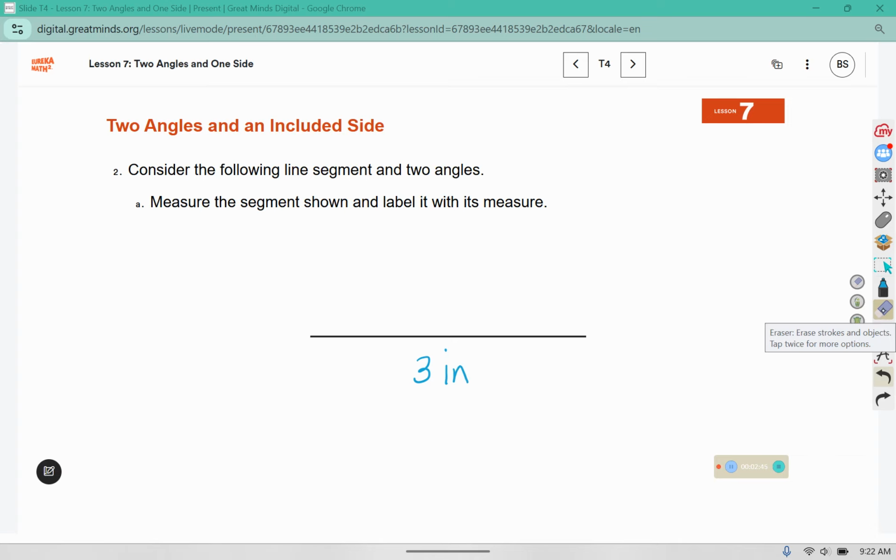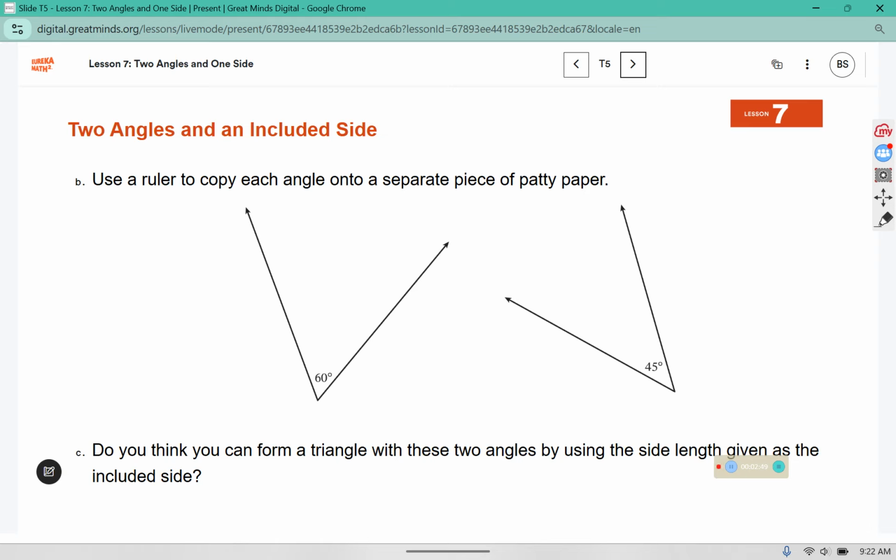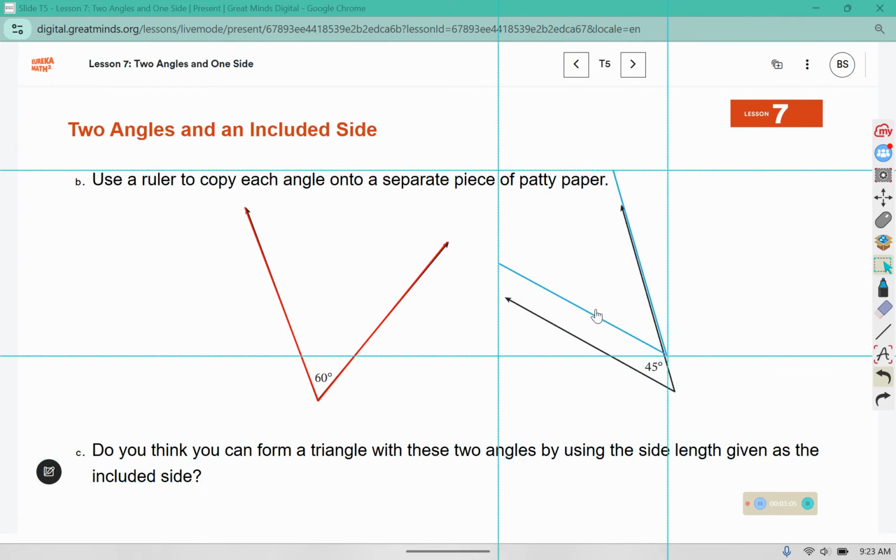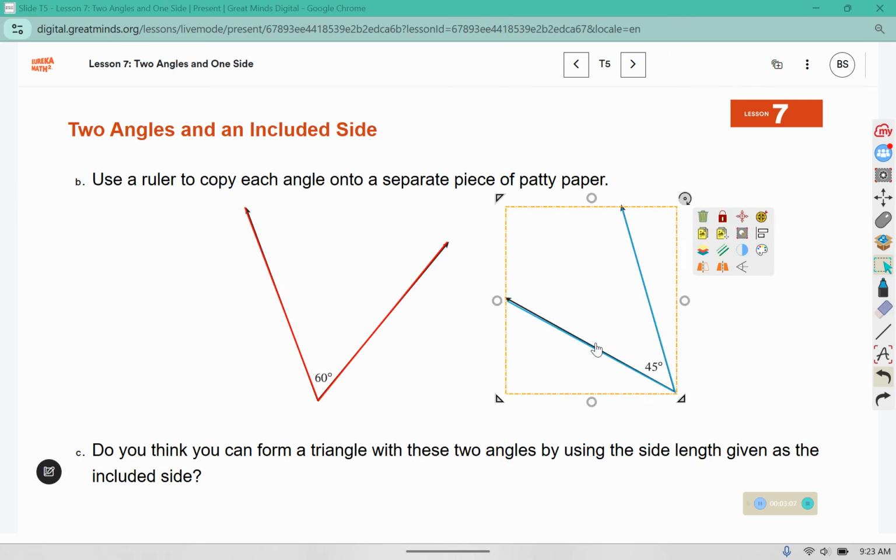Then B says, use a ruler to copy each angle onto a separate piece of patty paper. So basically you're tracing these 2 onto tracing paper. And that way we can move them around on our tracing paper. Do you think you can form a triangle with these 2 angles by using the side length given as the included angle, meaning in between these 2?